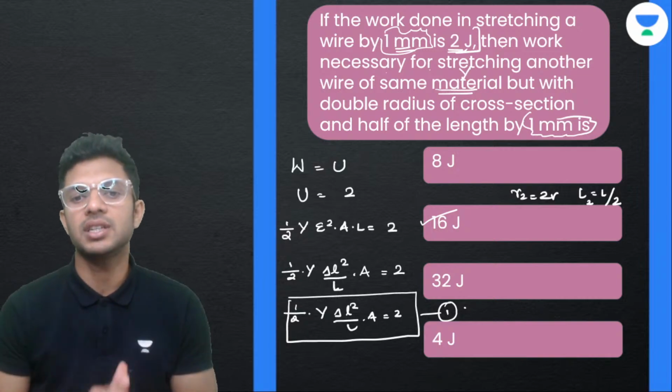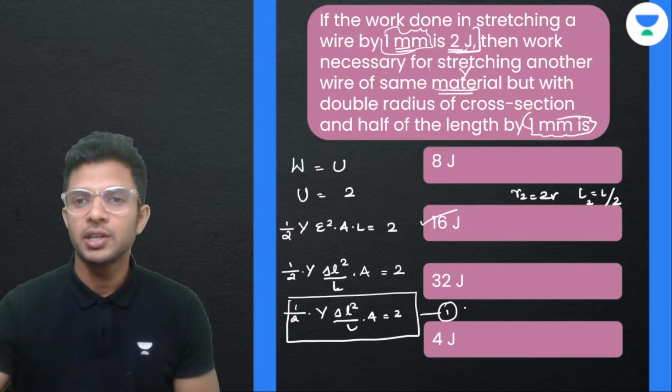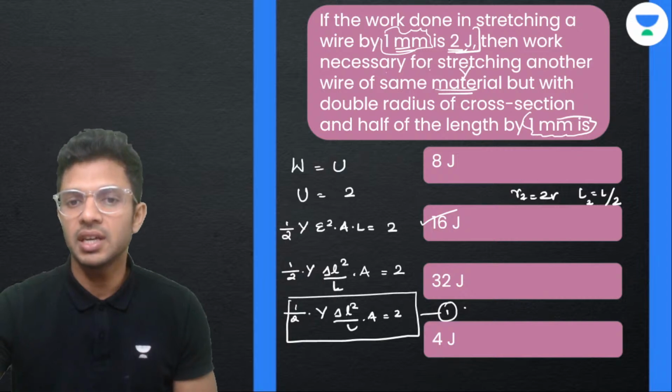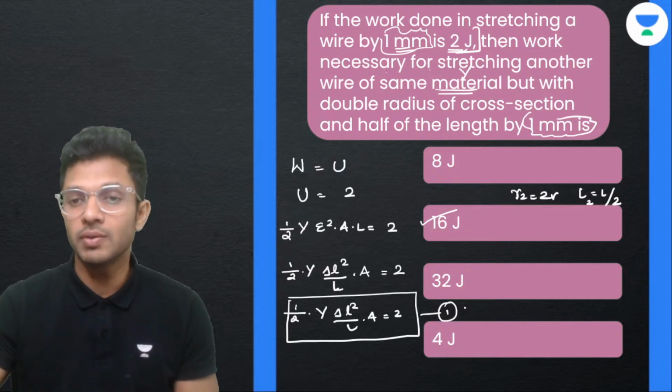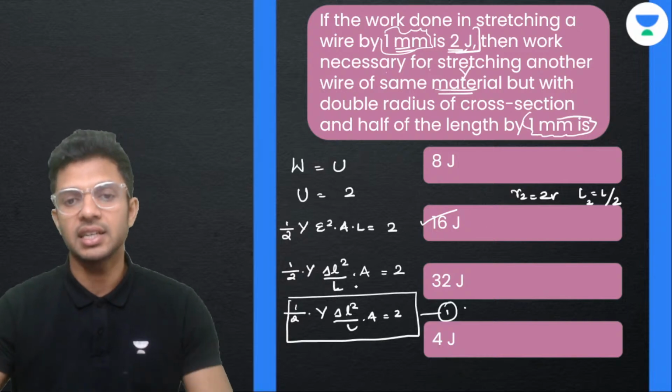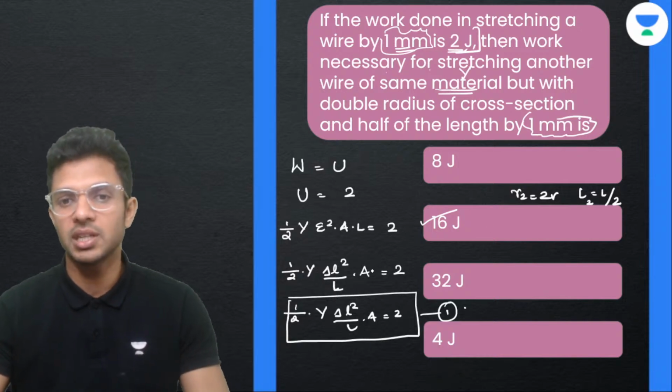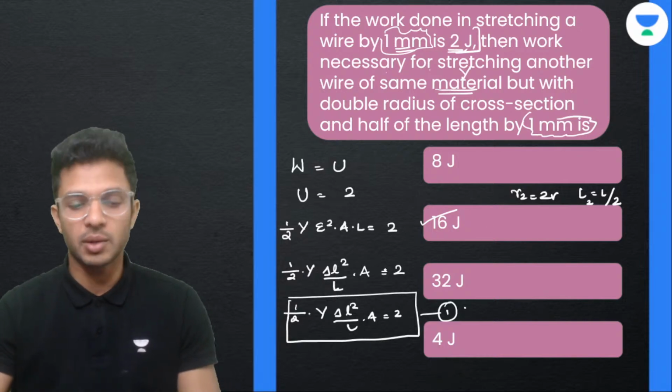Delta L का value it is same. Fine. So only changes are there with area and its length. So we can substitute the new values of radius and length in the next formula, and let's see what is going to be the new value of work done or potential energy.